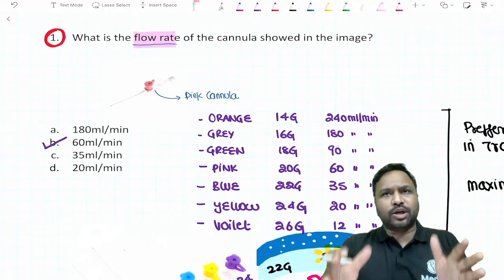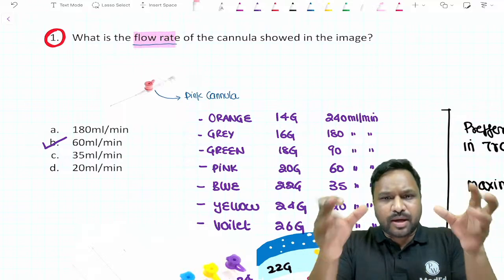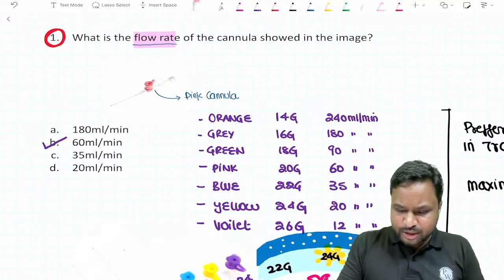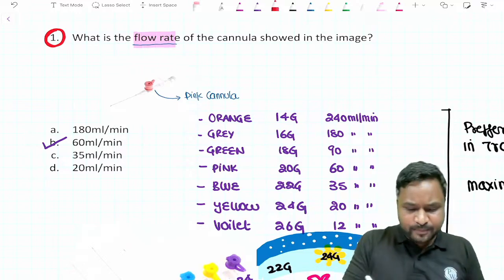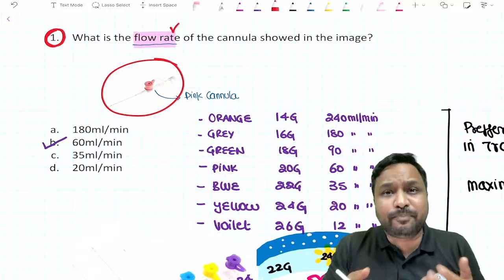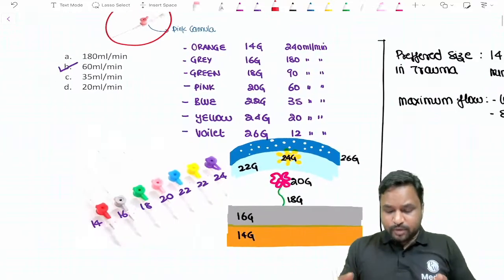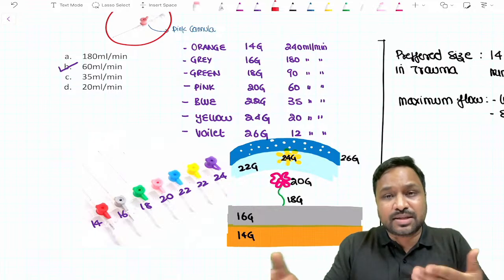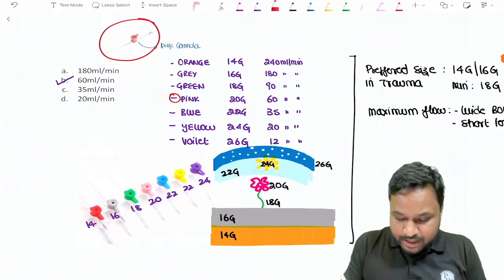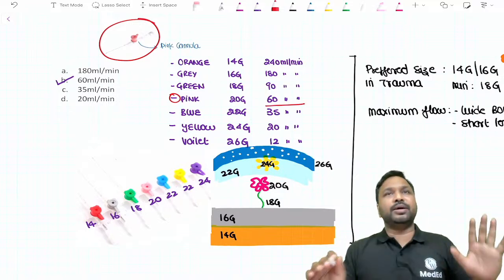One of the most sought-after questions they'll ask you is about trauma. In trauma, they'll be asking about flows, cannulas, flow rates, everything we have discussed. Usually the question will say, what is the flow rate of the cannula given in the image? The image is of a pink cannula, and we all know from our rainbow diagram, which we've already discussed in our rapid revision, that the pink cannula will be 60 ml per minute, right?